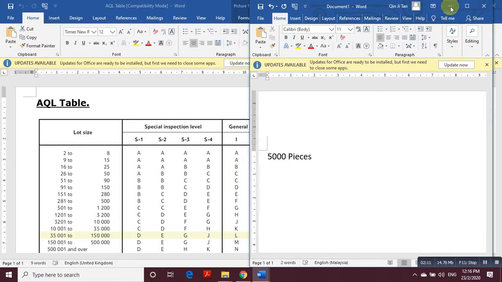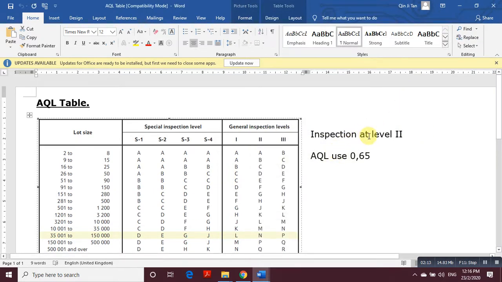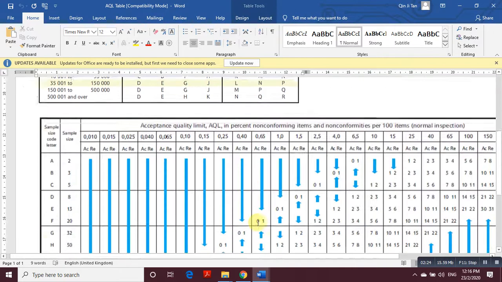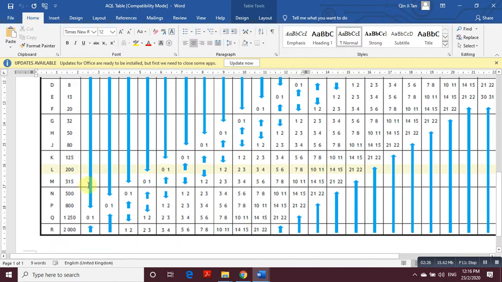Therefore, as I mentioned just now, we are going to use general inspection level 2. So when it's level 2, it should be at the letter L. You can see it's the letter L. So remember the letter L, and then we move down. When it's L, immediately you will see there's a sample size. That means out of 5,000 products we make, we need to sample 200 pieces of bags.